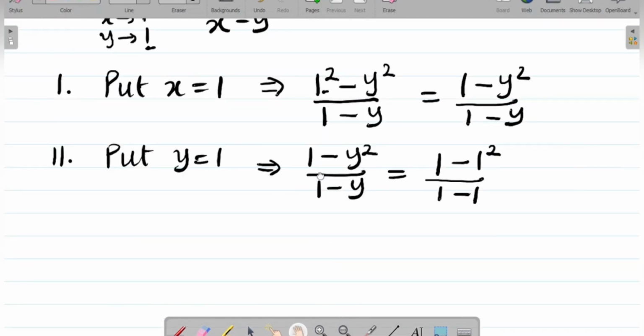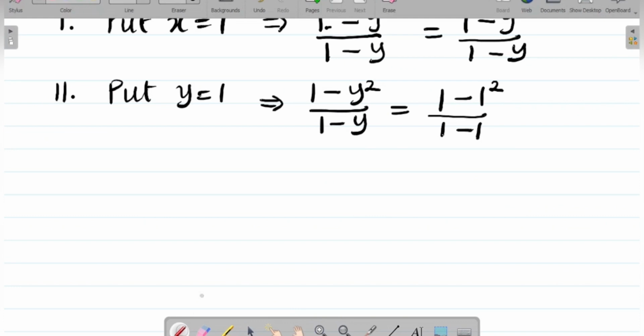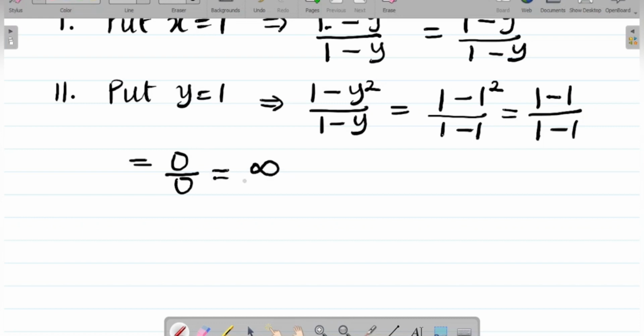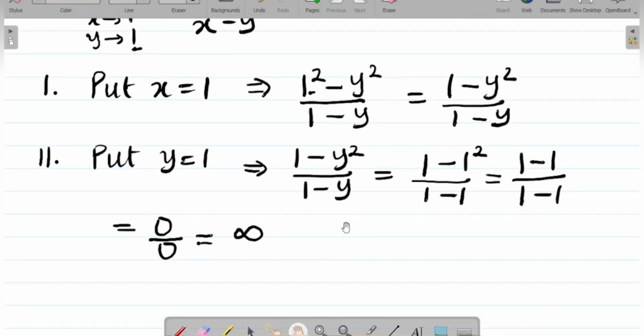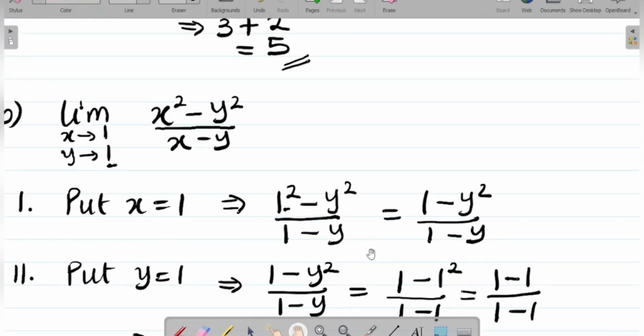If I solve this, I have 1 minus 1 squared is 1, all over 1 minus 1. And that will be equal to 0 over 0. 0 over 0 is of course undefined. So hence we can say that the function is not defined at this point. So that means we look for an alternative method of solving this. So what alternative method can we use?